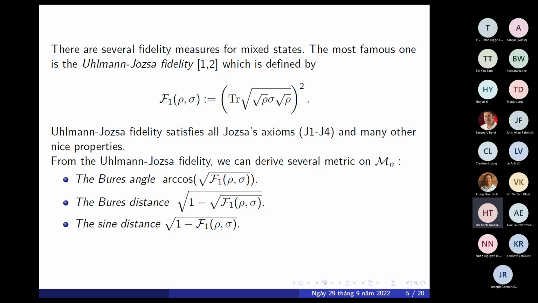So that's why they also name the metric induced by this fidelity, which usually we say F1. The metric induced by this fidelity is usually called Bures distance, Bures angle, or the sine distance. We are interested in three functions. First, the Bures angle, second, the Bures distance, and that is just the sine distance function.